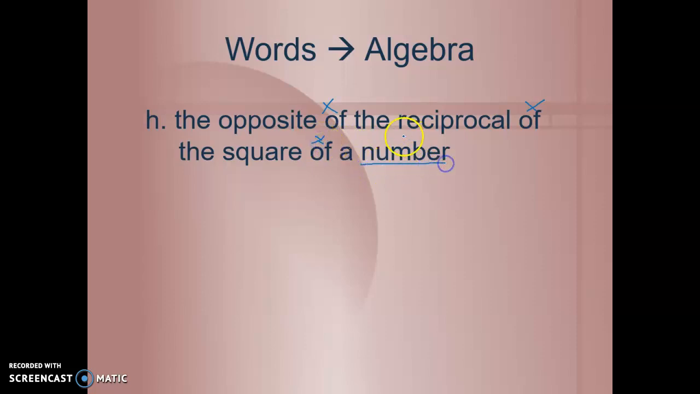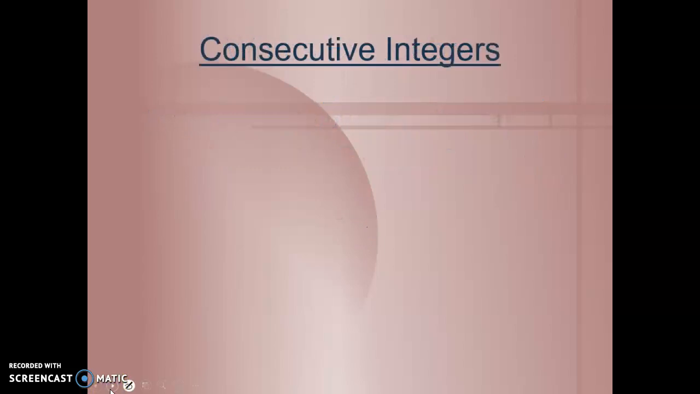First we have a number. The square of a number is that little 2 here. So that's the square. And then it says the reciprocal of. Reciprocal just means, remember, we take it from here and we flip it over. So the reciprocal is 1 over n squared. And then the opposite of. Opposite means to change it from positive to negative. And so we end up with negative 1 over variable squared.